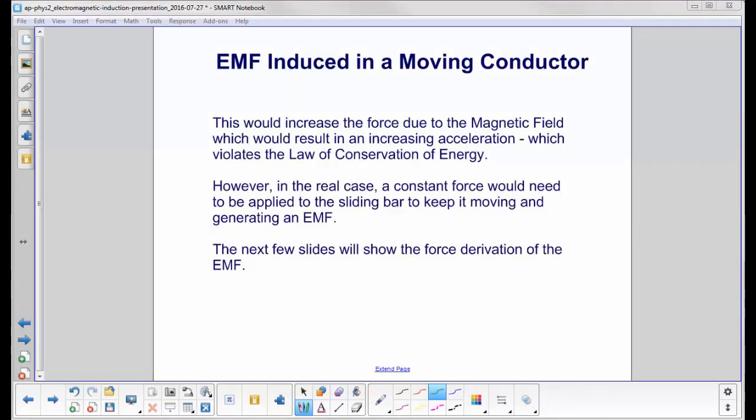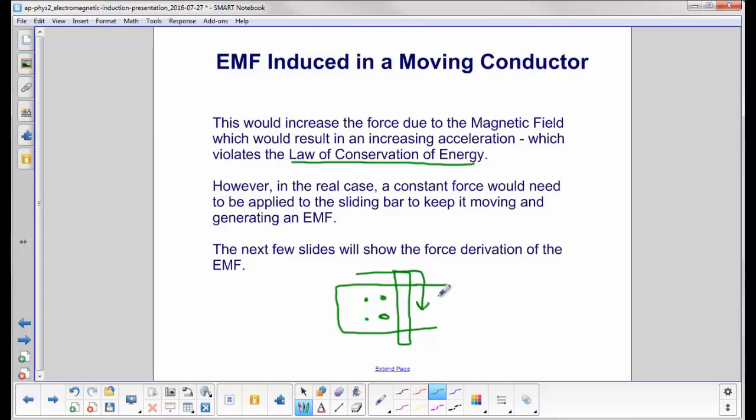So we know that the bar can't speed up without an external force. That would be violating the law of the conservation of energy. So let's look at what's really happening here. Here's our loop, here's our bar, and it's in an external magnetic field like this, and we said it's going to generate an EMF that will have a current flow down like this through the bar.